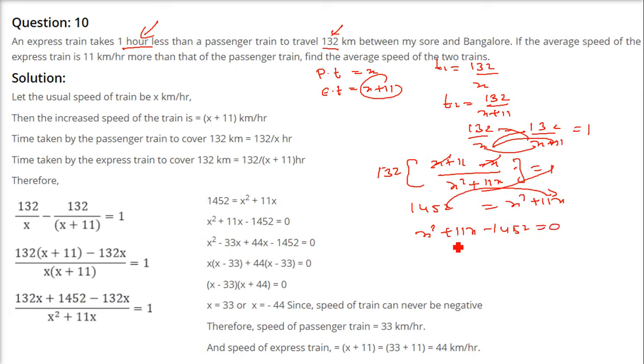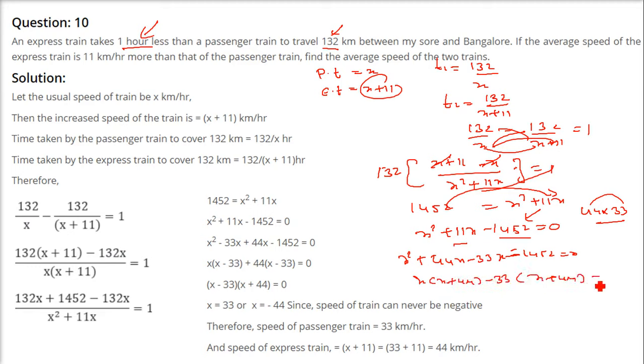This is our equation. Now 1452 can be written as 44 into 33. This multiplication is 1452 only. Why did we do that? Because 44 minus 33 is 11. So I can write it as x square plus 44x minus 33x minus 1452 equal to 0. So I can take x common, x plus 44, I can take minus 33 common, it will be x plus 44 equal to 0. Now I can take x plus 44 common, x minus 33 equal to 0. This gives me minus 44, this gives me 33. I can take this because the other is negative. So 33 is the speed of the passenger train.